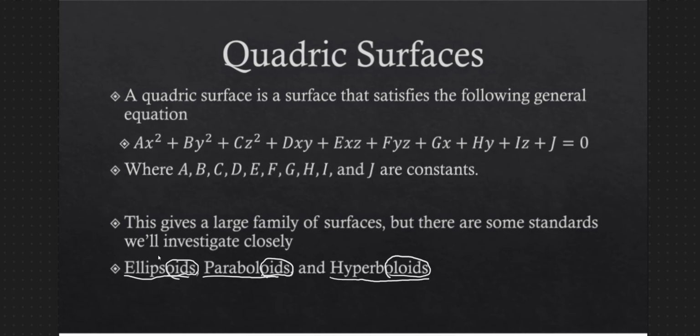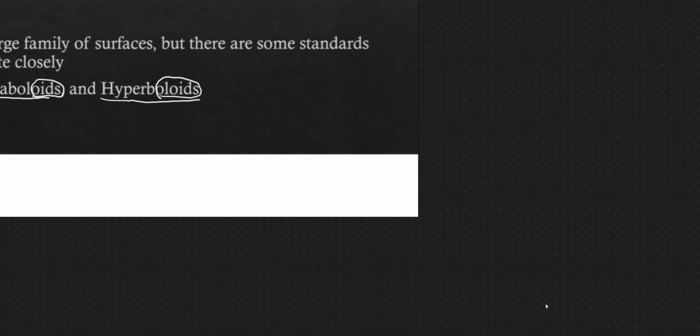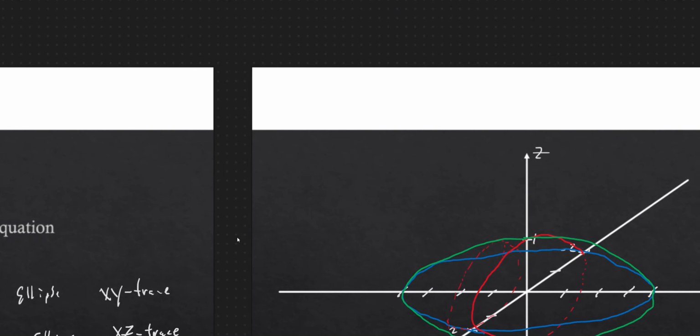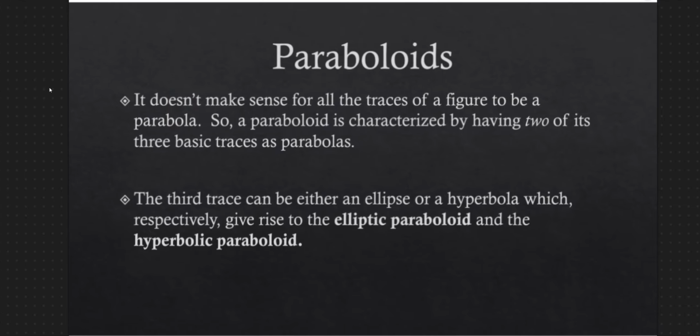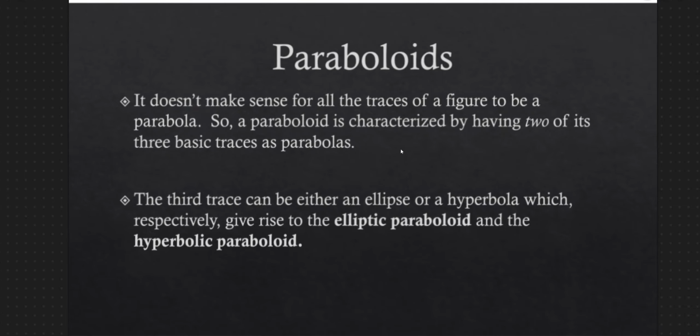Now, with ellipsoids, remember, all three of the basic traces were ellipses. With paraboloids, there's really no way to fit three parabolas together that are all orthogonal to each other. So it doesn't really make sense for all three traces to be parabolas, and that's not quite what defines a paraboloid. Rather, a paraboloid has two of its basic traces being parabolas.